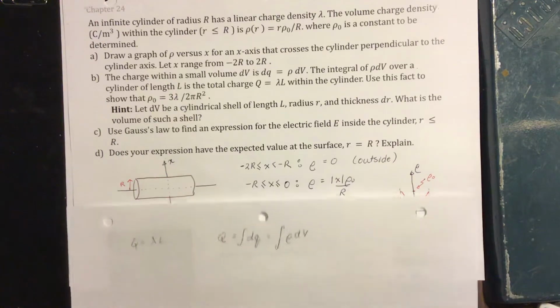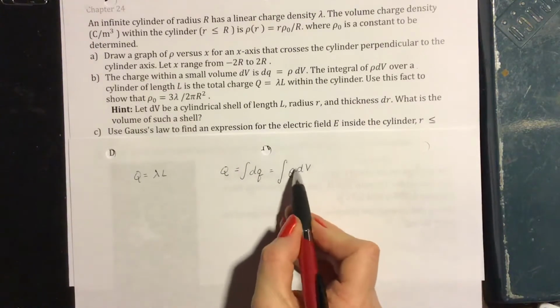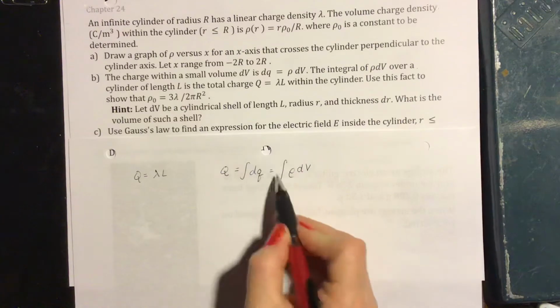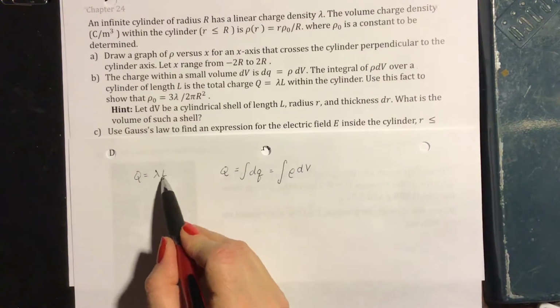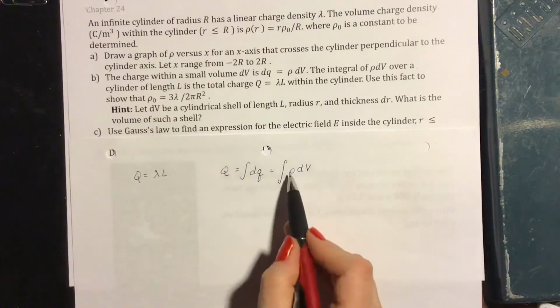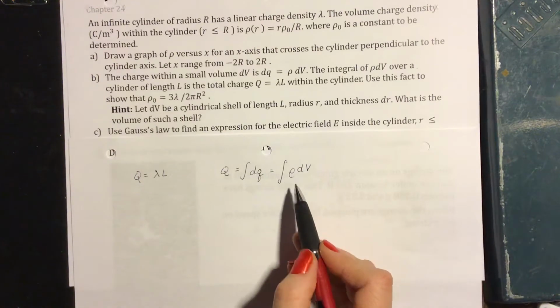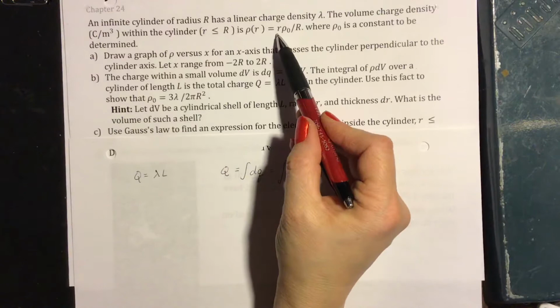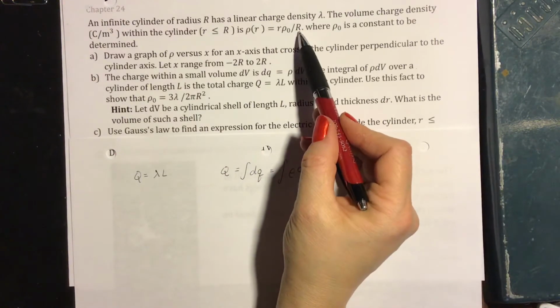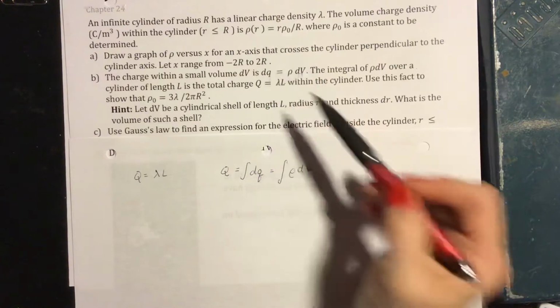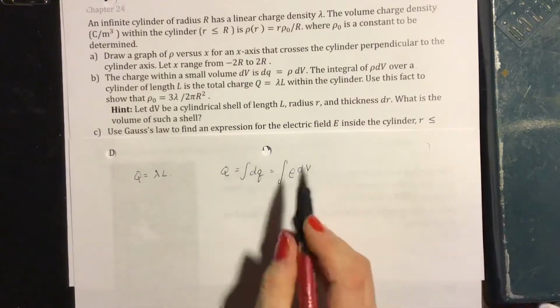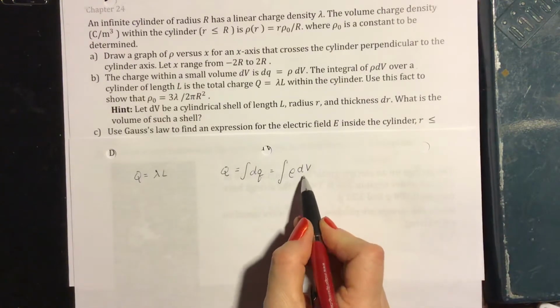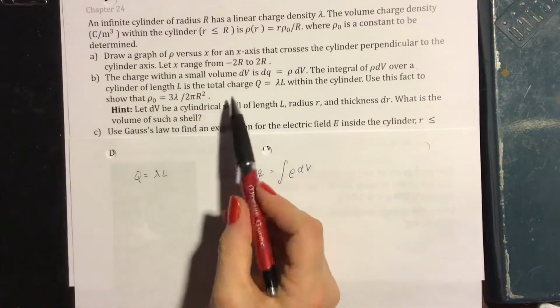So let's do a little bit more with this right here. How do we put this together? And then eventually we'll sub in our lambda L for Q and we'll sort this out. So rho is not going to be too difficult to deal with. Rho is r times rho naught divided by the radius of the cylinder, and r is your radial coordinate, your distance from the center. But what about dV? What does that mean? It doesn't really say what dV is here.